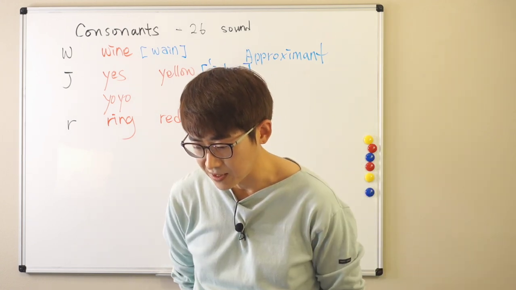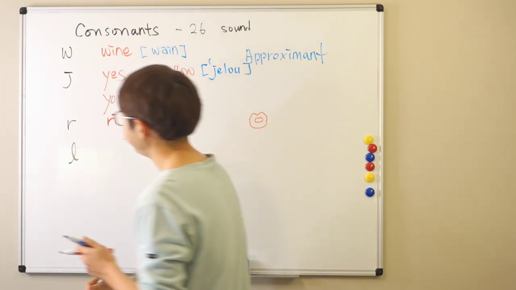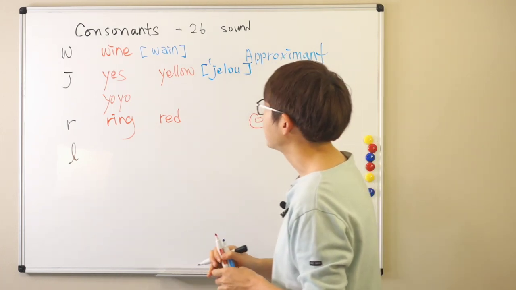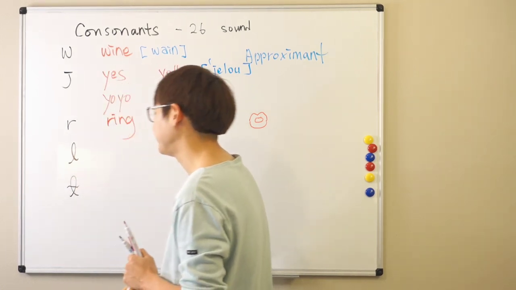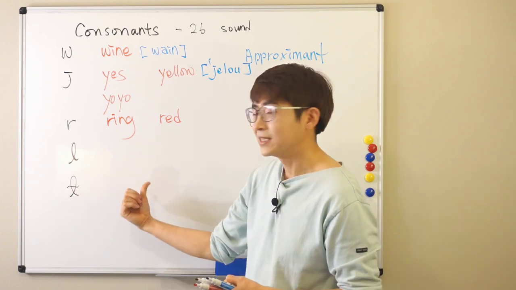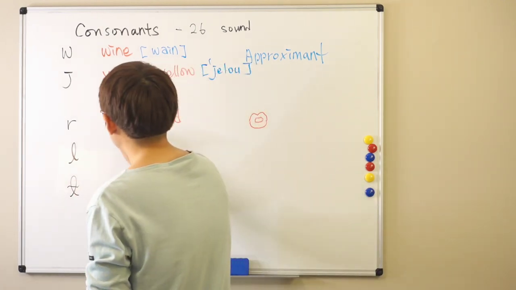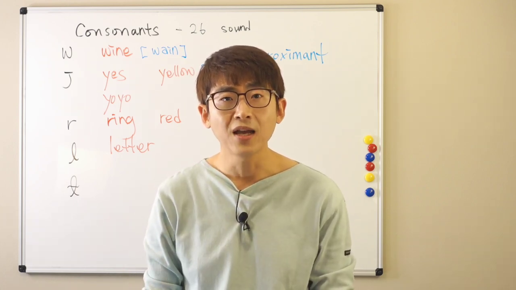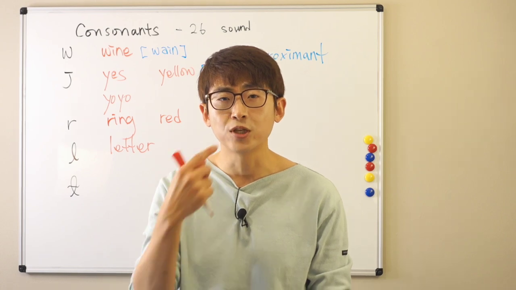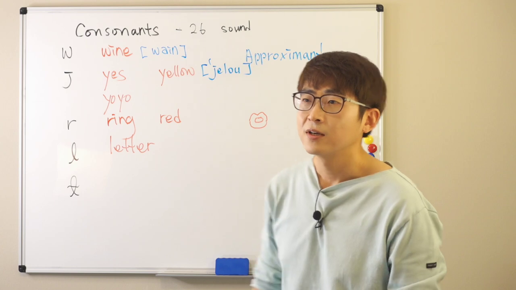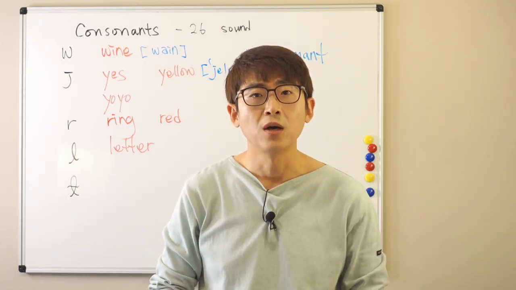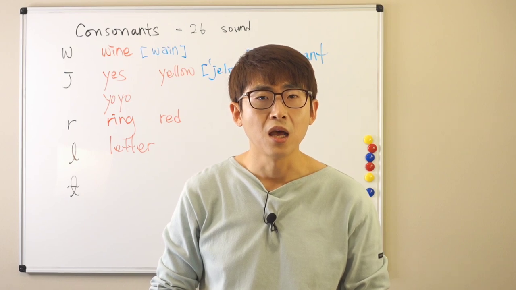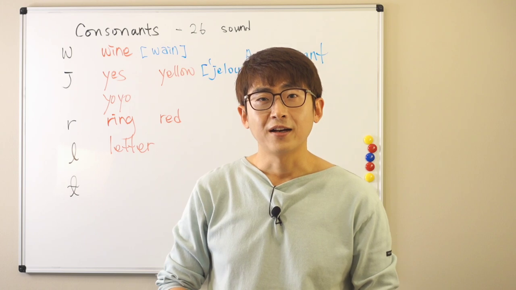And the next approximant sound is this one. L, L. This one has two sounds, therefore we have two approximant consonants. One is this one, another one is this one. The only difference is that this one sounds at the very end and this one sounds at the beginning. For example, this one. At first, you have to make a shape of your mouth that is open like this, and using your tongue, you touch the top of your mouth and quickly go down to the bottom. Le, le, le. So you have to use your tongue drastically.